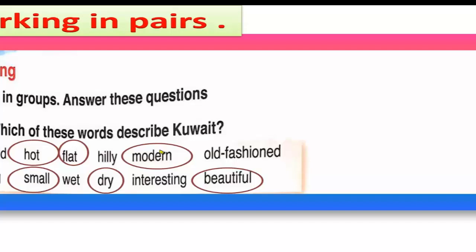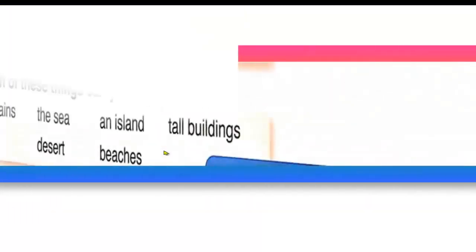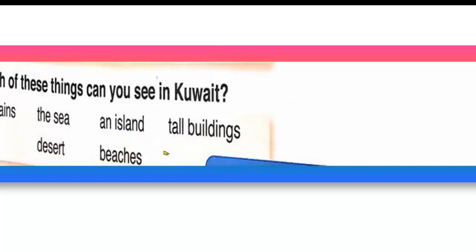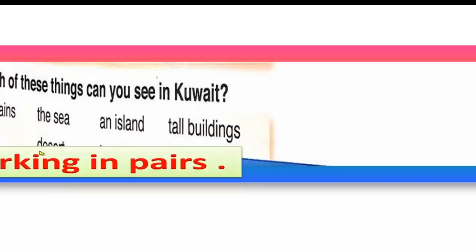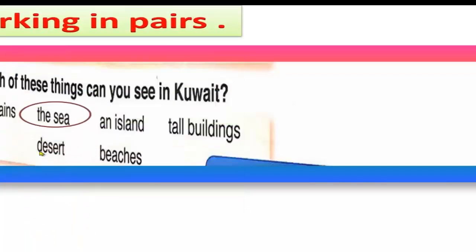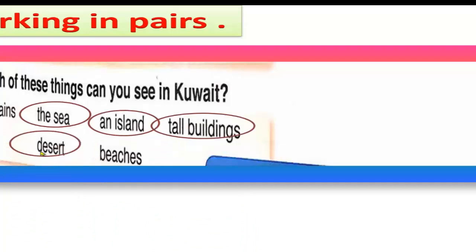All these adjectives can describe Kuwait. Which of these things can you see in Kuwait? Mountains, the sea, islands, tall buildings, rivers, desert, beaches. Yes, who can give me the answer? Yes, the sea, an island, tall buildings, and desert. Beaches, okay.